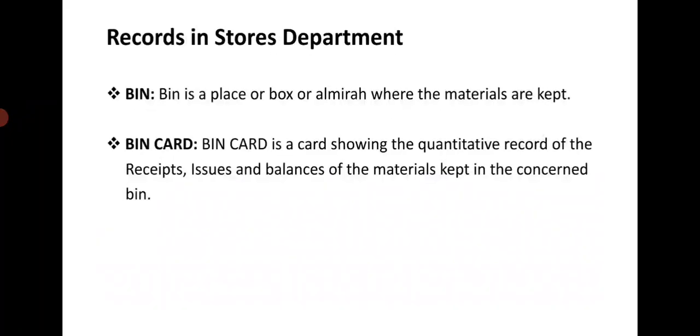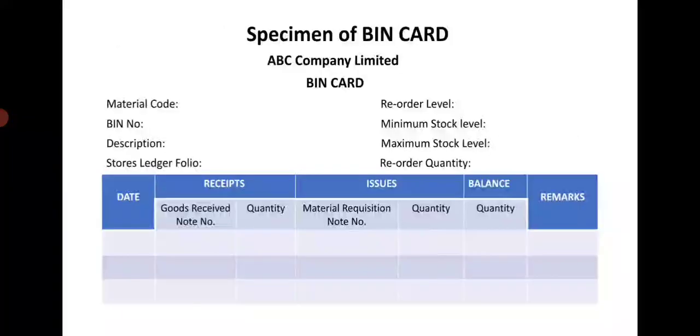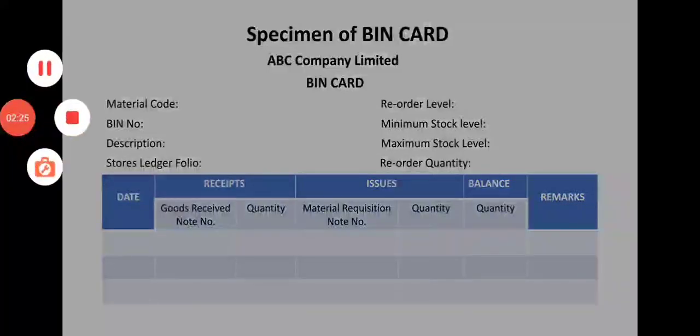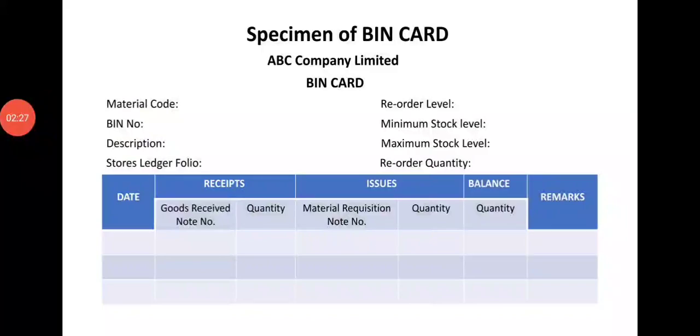So here is the specimen of the bin card. First we should write down the name of the company. On the left hand side we should write down the material code, bin number, description of the material and stores ledger folio. On the right hand side we should write down the reorder level, minimum stock level, maximum stock level and reorder quantity, that is EOQ.